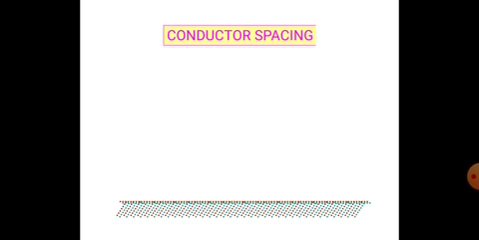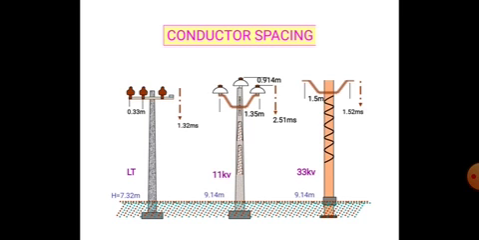Here is the conductor spacing for different low tension, 11 kV and 33 kV lines. The conductor spacing is 1.35 meters for 11 kV and 1.5 meters for 33 kV, and the insulator to insulator height is 0.914 meters and 1 meter.